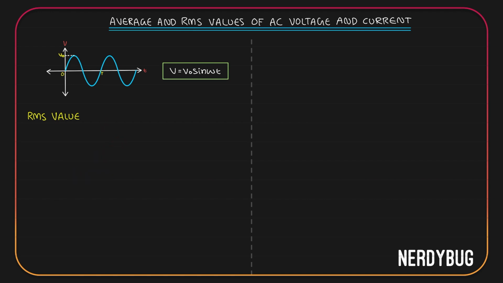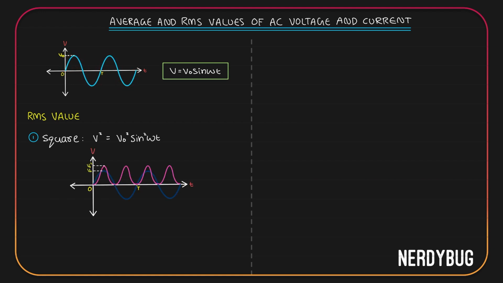The first step is to square our waveform. We get V square as V naught square sine square omega t. V naught sine omega t is sinusoidally varying. If we square it, the waveform will look like this. All the area under the graph is positive now, so if we take the mean, it will not come to be 0. So as the next step, let us find the mean.